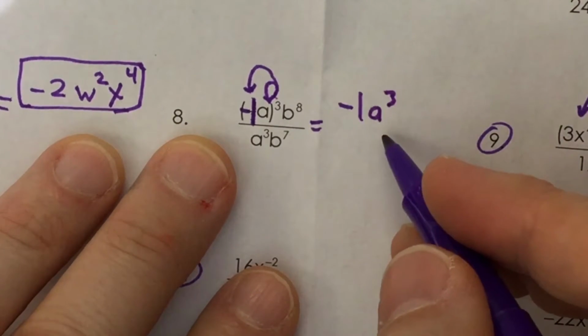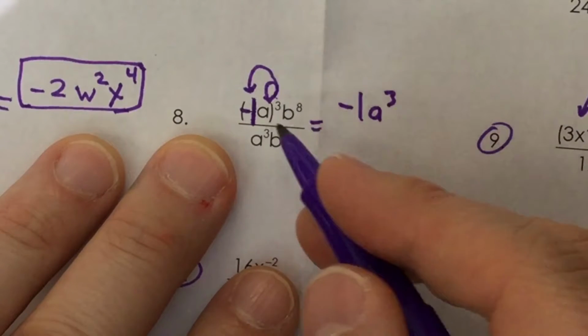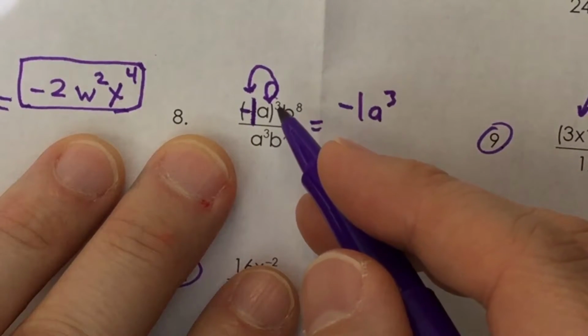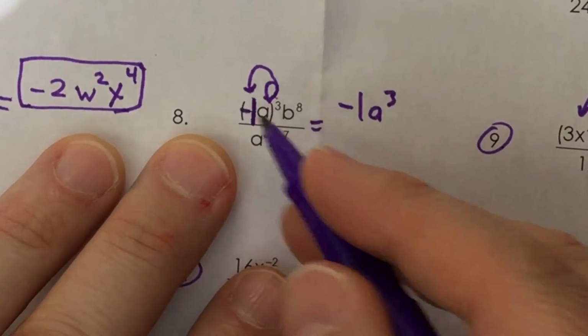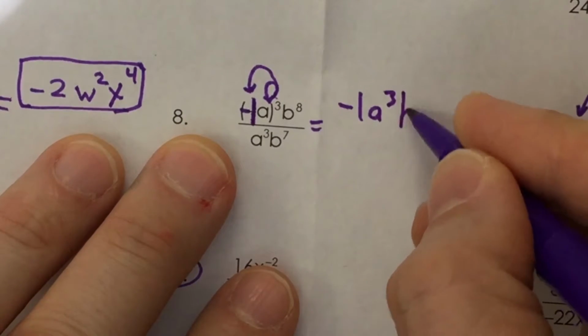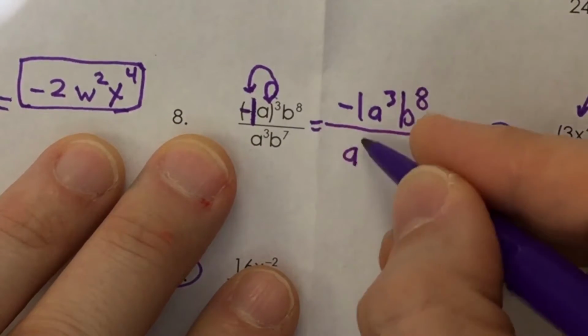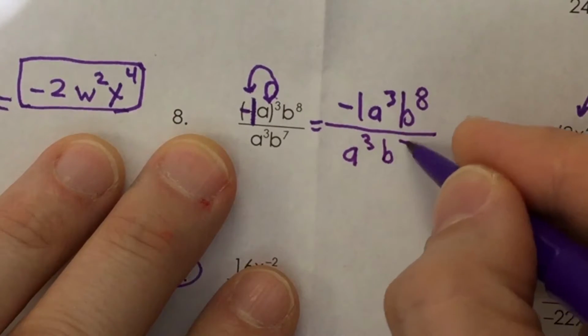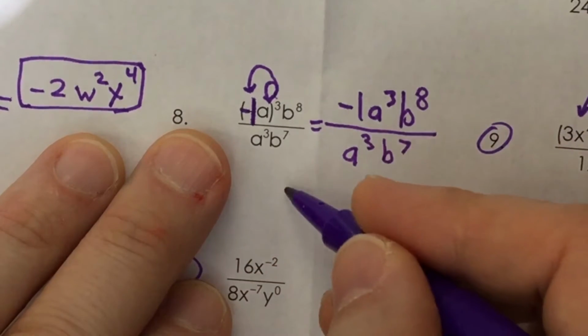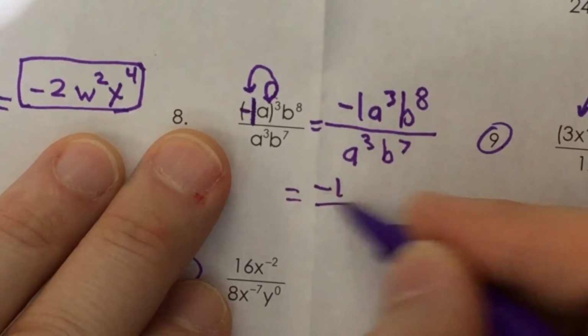So it doesn't look like a lot happened there, but we did have to do those steps to get rid of the exponent on the outside of the parentheses. Now I can rewrite the rest of the problem in b to the 8th divided by a to the 3rd, b to the 7th. The -1 stays. I still have -1.